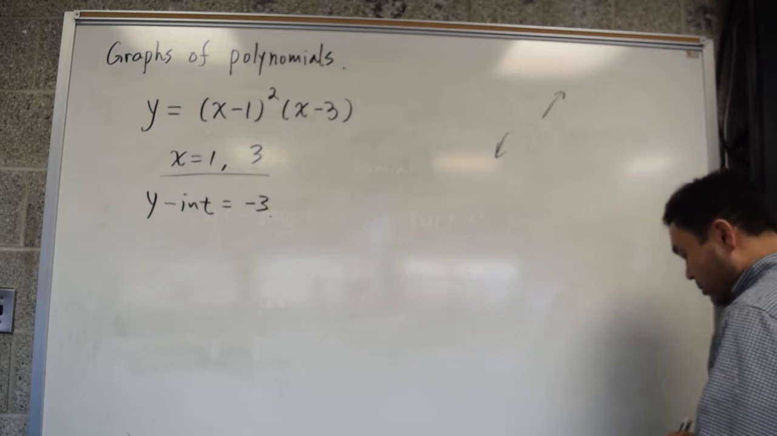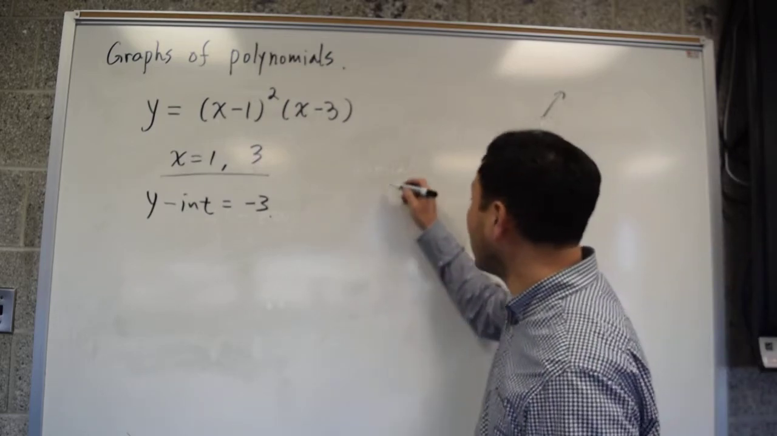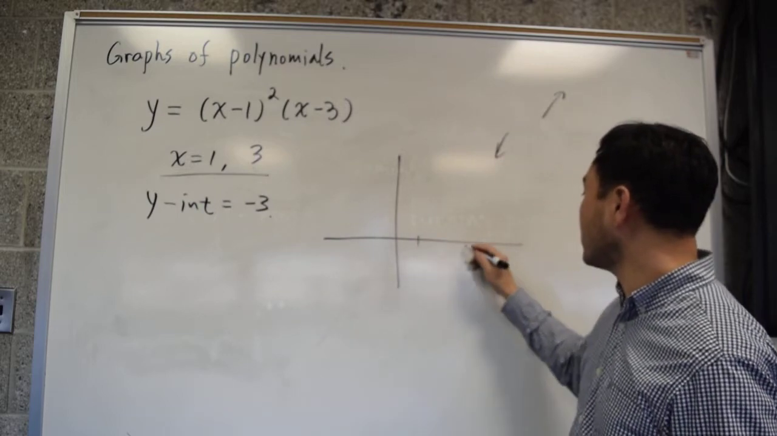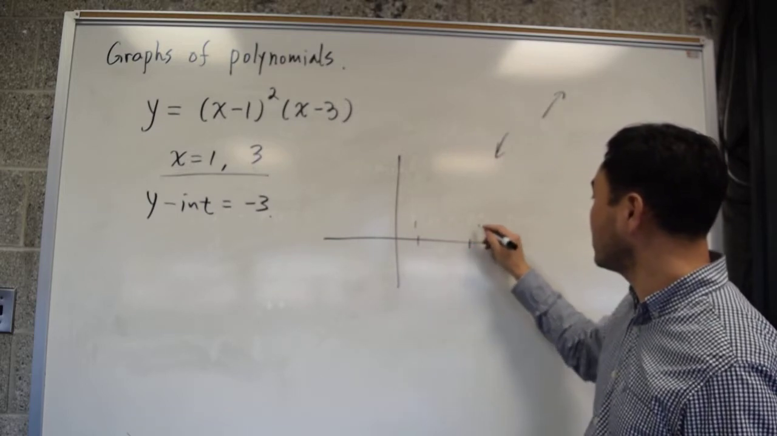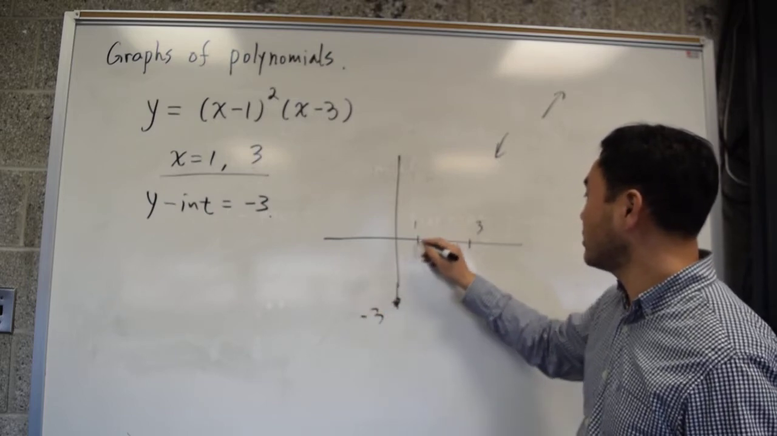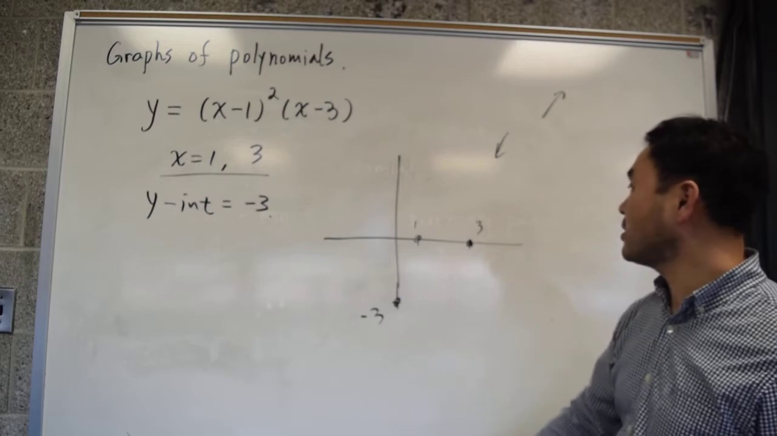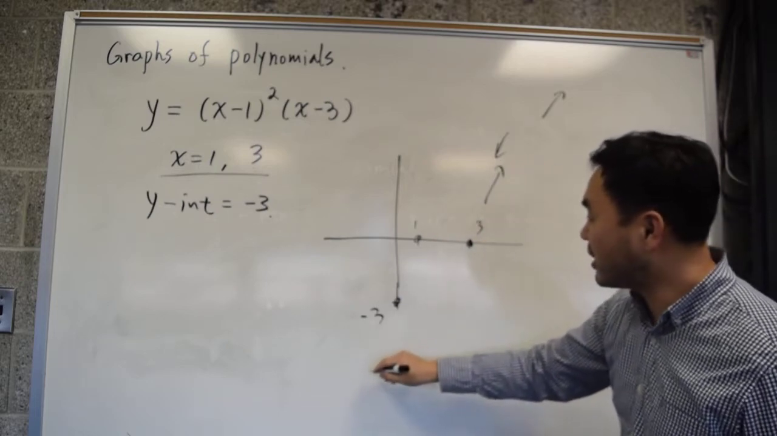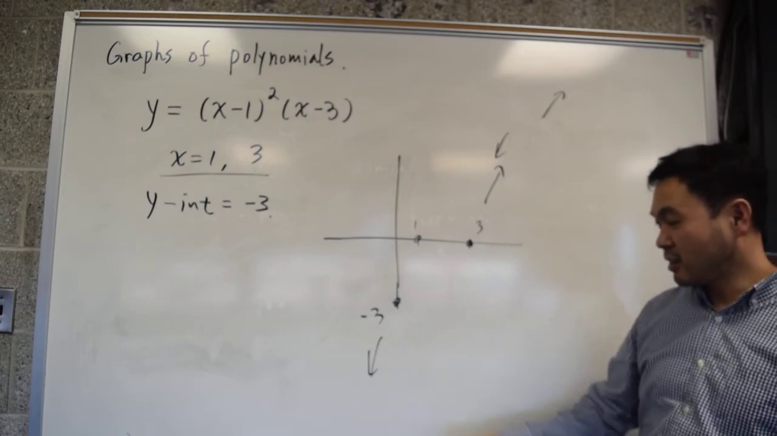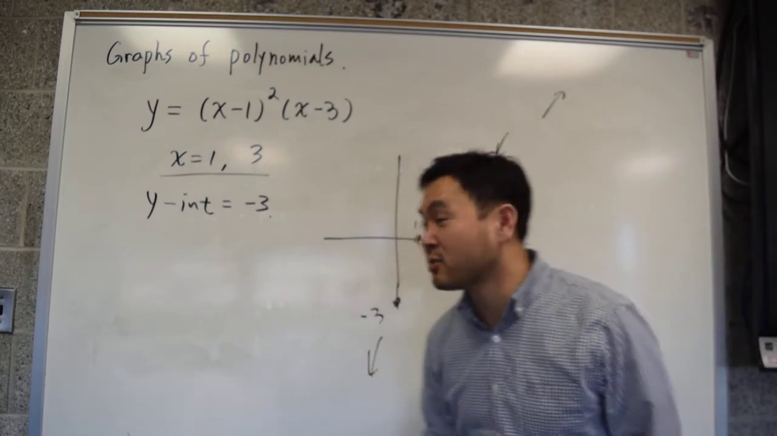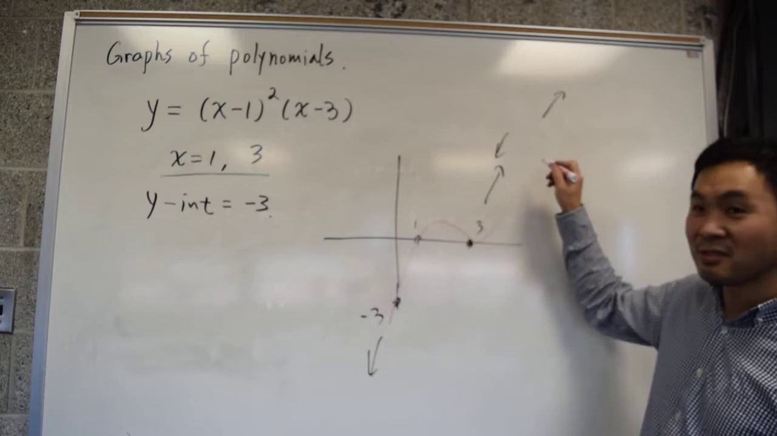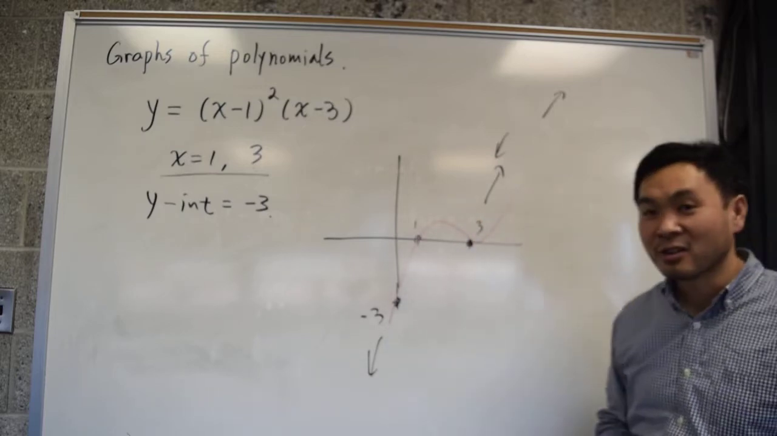And now let's try to draw the graph. Here's 1, and here's 3. And here's negative 3. So you have these 3 points. And then the end behavior is like that. And if you just draw it naively, you might think, maybe this? And you would be wrong, okay?